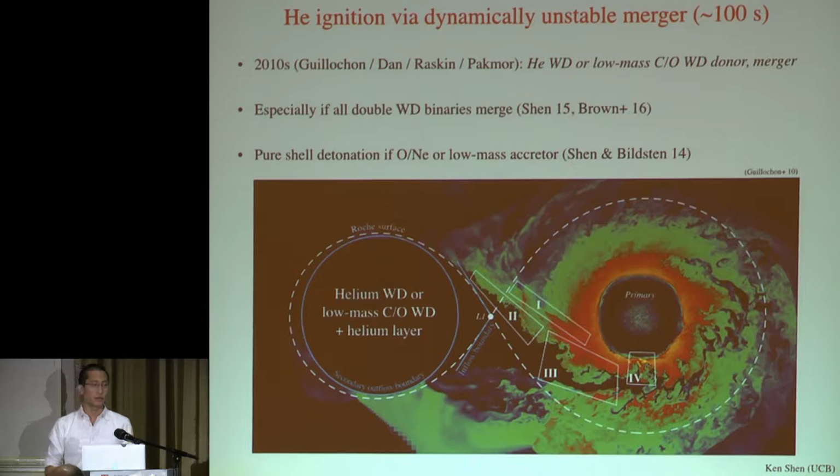But since this is a .Ia talk, about just the helium shell without the core explosion, I'd like to say that you don't have to explode the core. You can actually get away without exploding the core if it's a low mass core or if it's an oxygen neon core. So even in these unstable merger models, there's still the possibility that you don't explode the core and you just have the helium shell explosion.